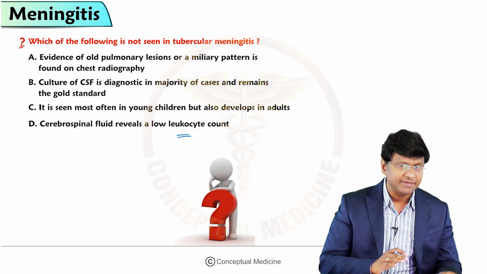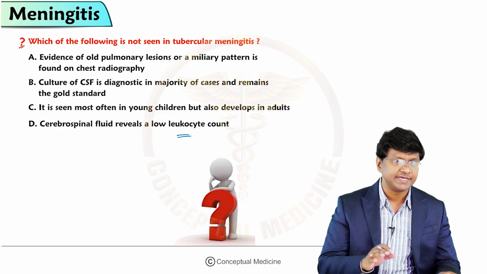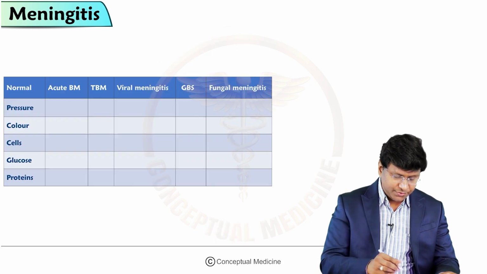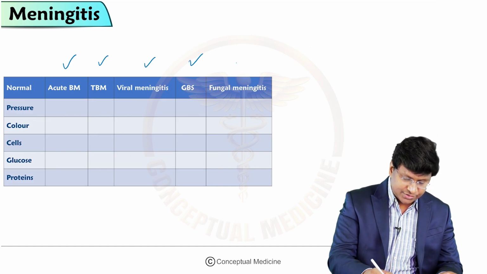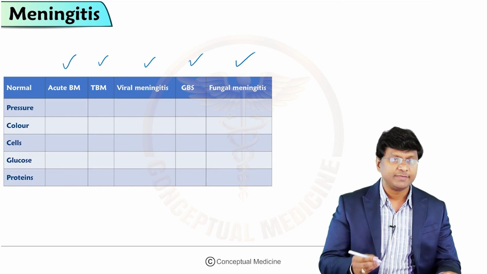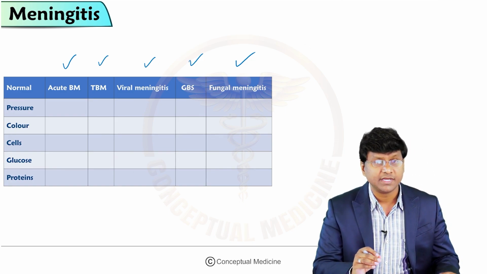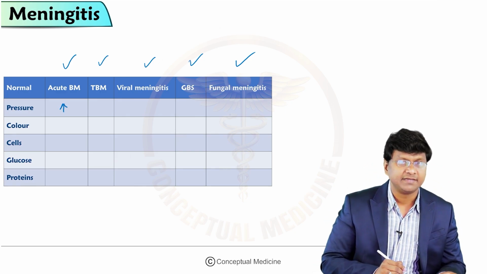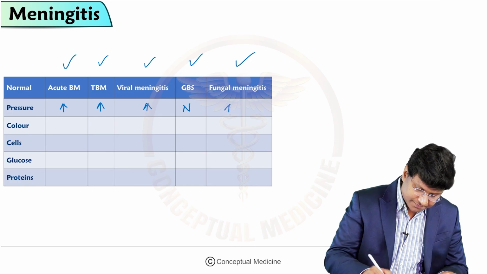Now what I will do, let me discuss the CSF picture in all the forms of meningitis and then we will come back to this question. So, you take acute bacterial meningitis, tubercular meningitis, viral, Guillain-Barré syndrome and then fungal meningitis. What will be the CSF picture? We will discuss one by one. Okay. So, you take the CSF pressure, it will be increased in bacterial meningitis and it will be increased in all the forms of meningitis, but it will be normal in Guillain-Barré syndrome.